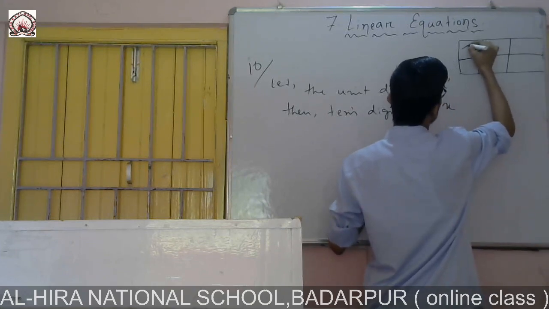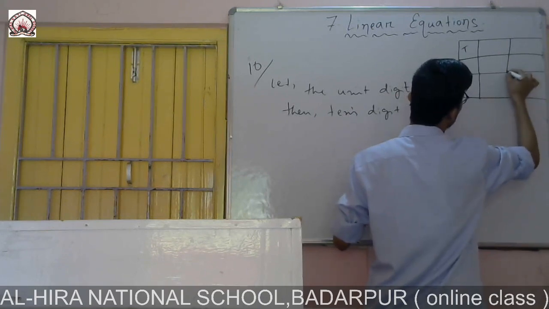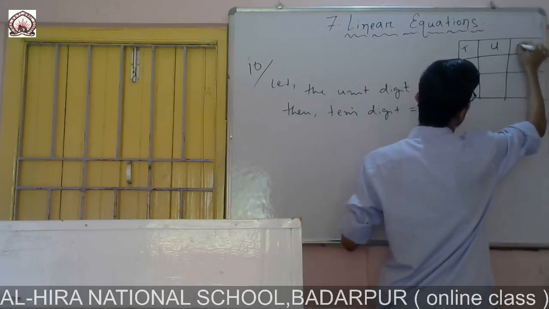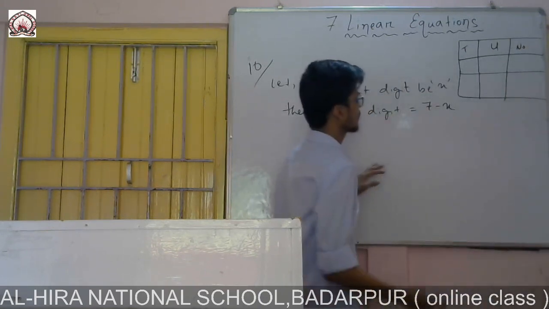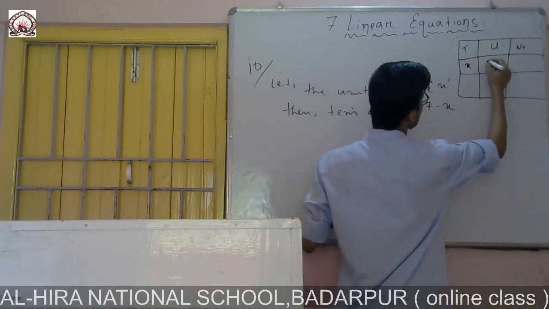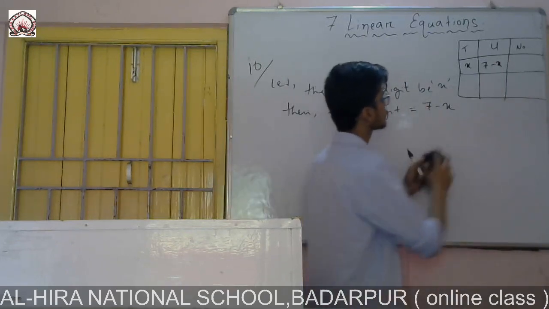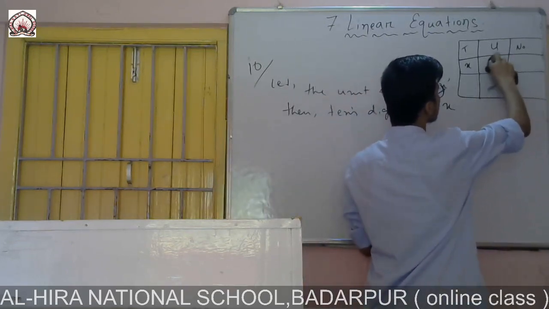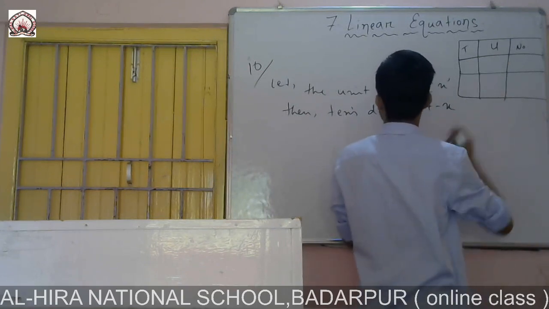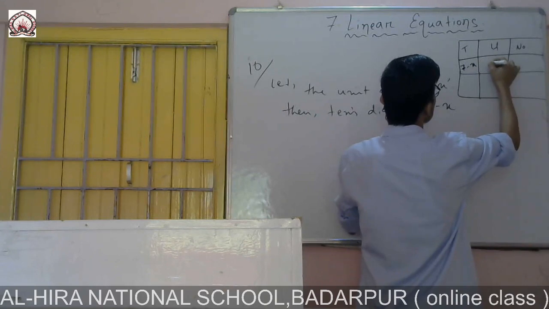Here I will write the tens digit. There I will write the unit digit, and there it will be the number. So here the tens digit is 7 minus x and the unit digit is x.